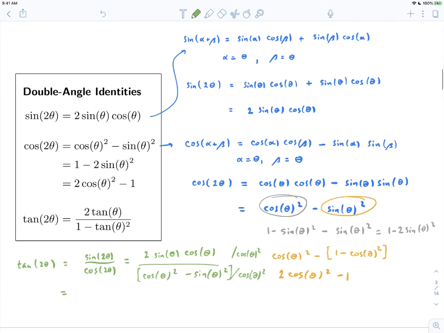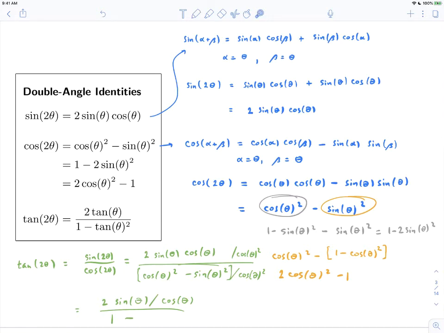We end up with 2 times sine of theta, and then we have a cosine theta divided by cosine theta squared. So we're going to cancel cosine theta in the numerator with one of the cosine thetas in the denominator, but that's going to leave 1 in the denominator. What about in the denominator of this expression? Here we have cosine theta squared divided by cosine theta squared. So that's going to give us a 1.